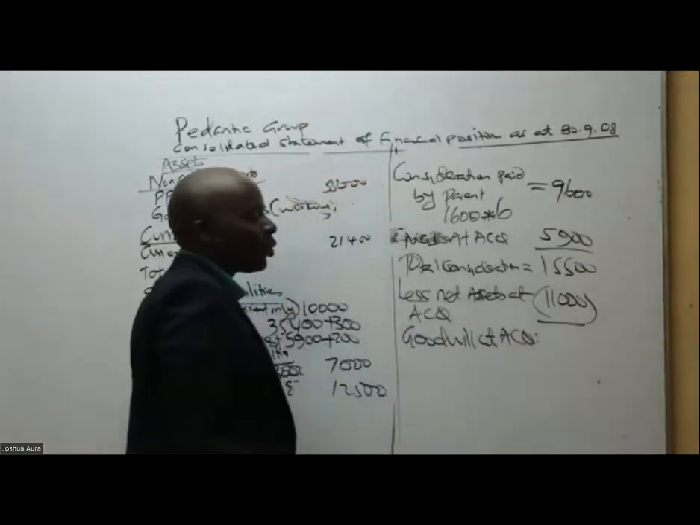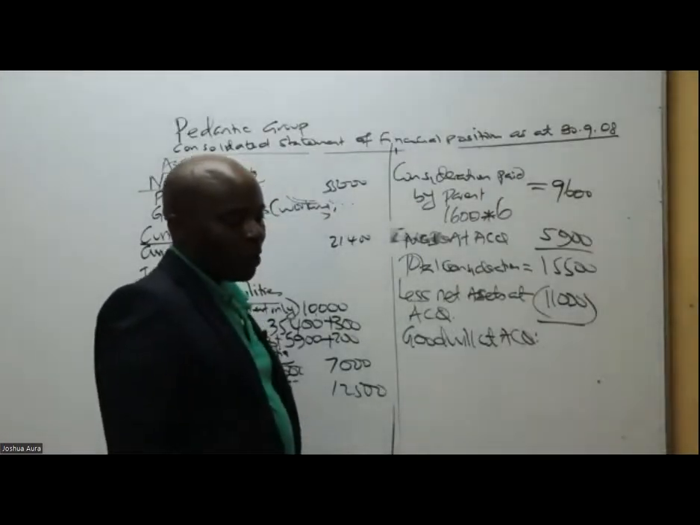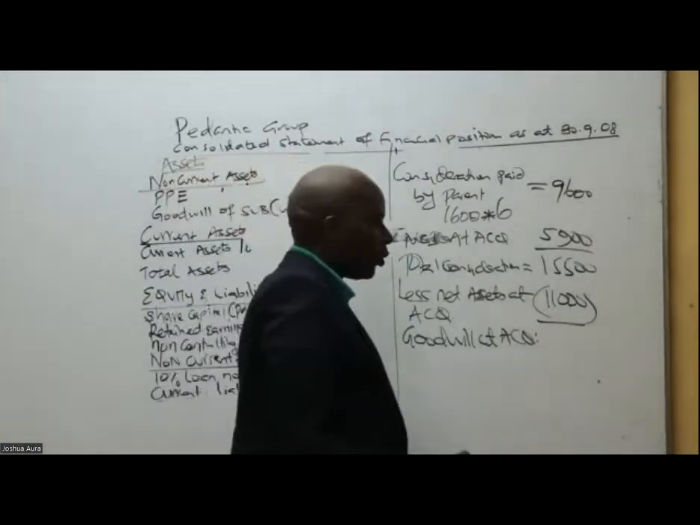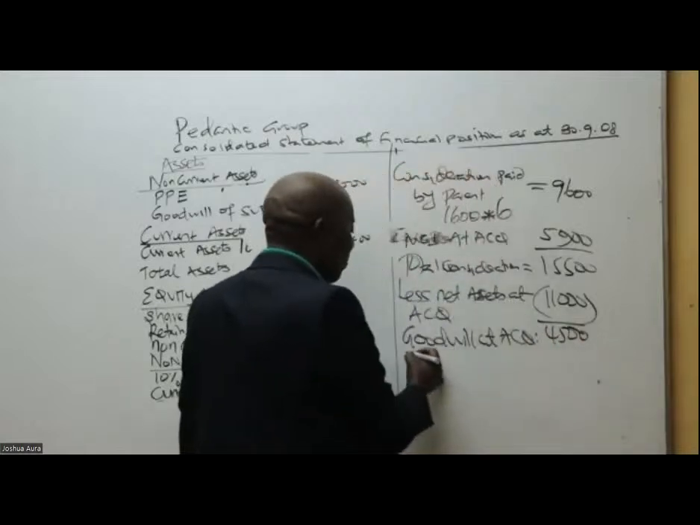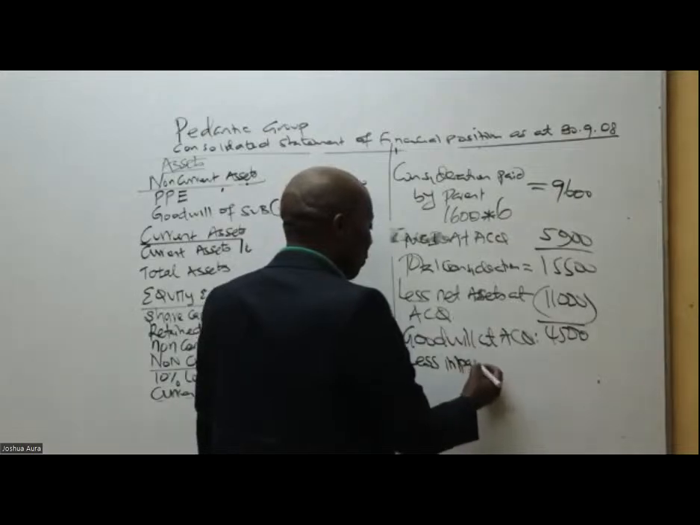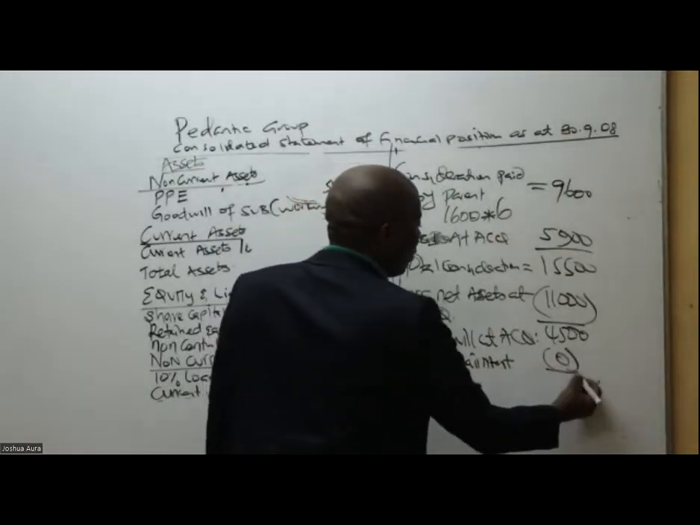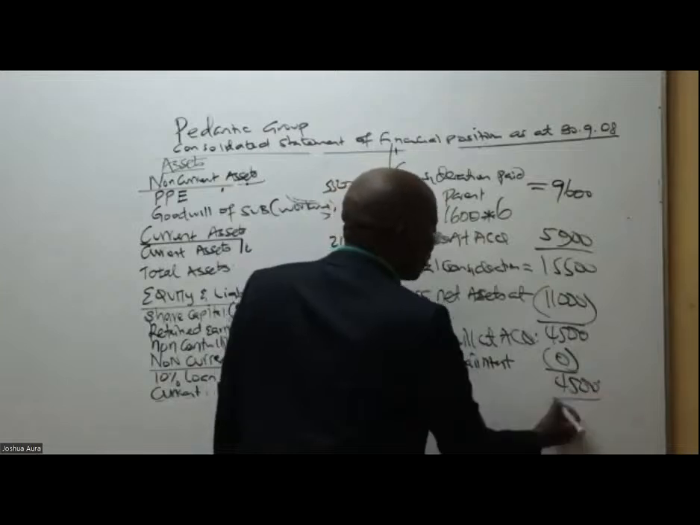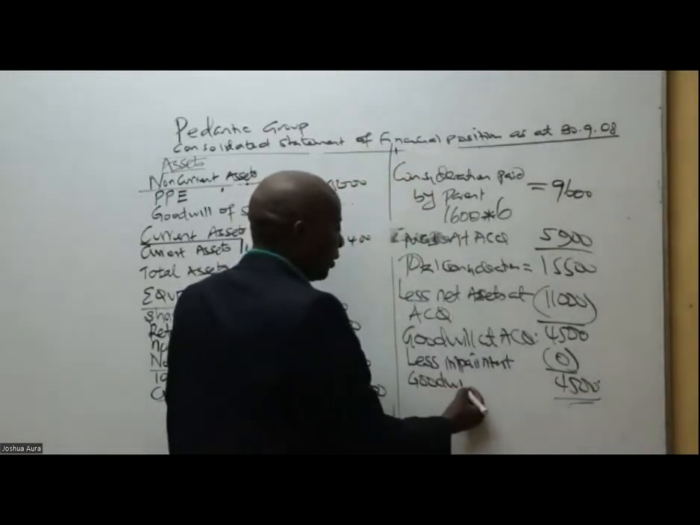So goodwill at acquisition, what figure do we have here? It's 4,500. So come here and subtract impairment. Loss in value of goodwill is called impairment. If you remember impairment, there was zero impairment. So this means that goodwill at reporting is 4,500.